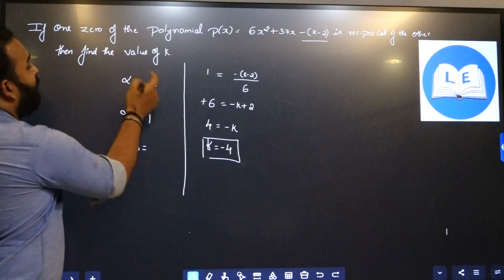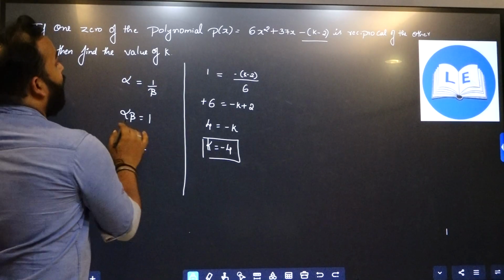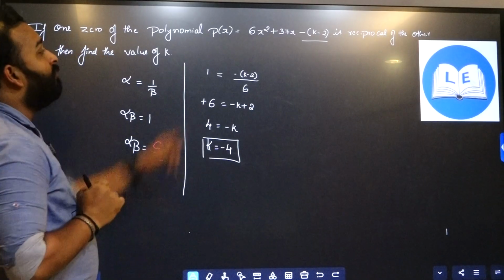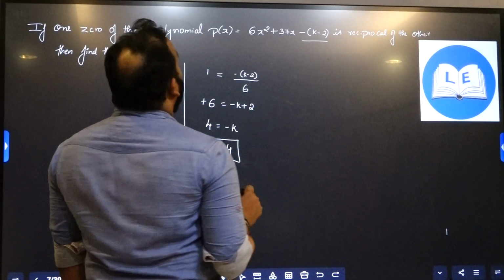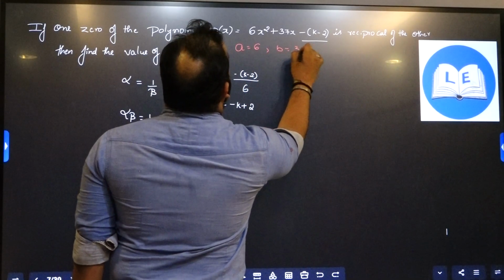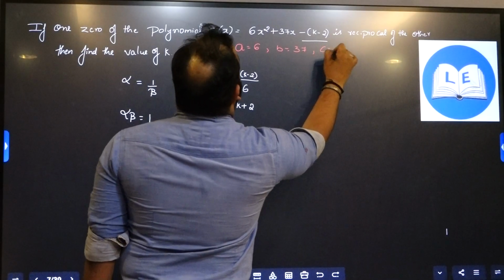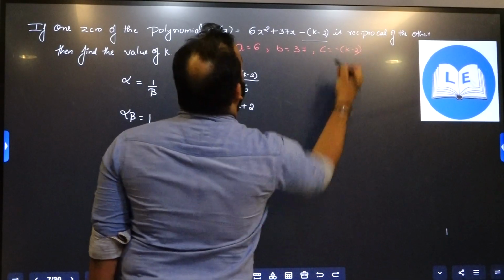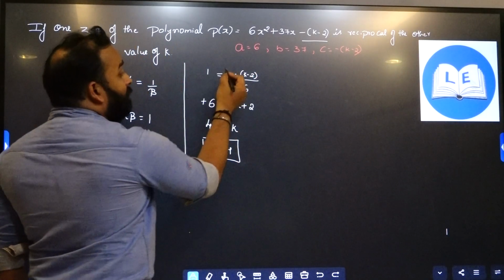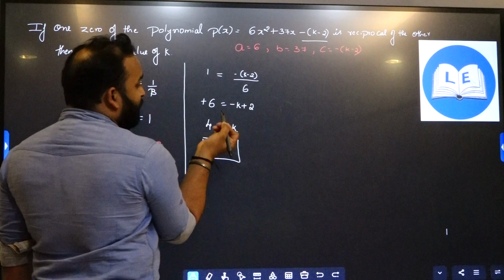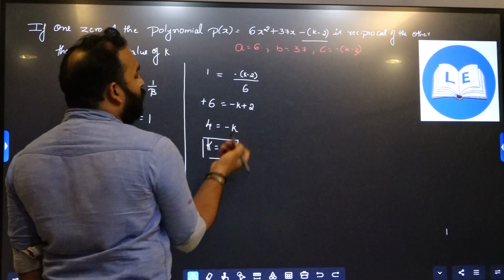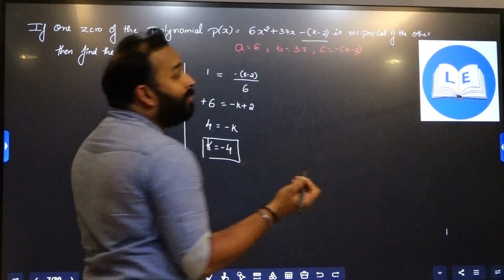I can easily write alpha into beta is 1. If alpha into beta is 1, you know what is alpha into beta? C by a. From the question, look at C children. What is C? You can see here A is 6, B is 37 and your C is minus of k minus 2. Correct? So you can write 1 is equal to minus of k minus 2 by 6. You can write minus k plus 2 is equal to plus 6. You take this 2 to the other side. 6 minus 2 is 4. So 4 is equal to minus k and you get k is equal to minus 4.